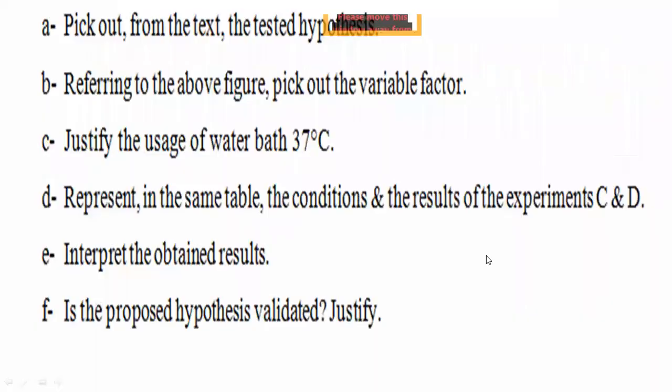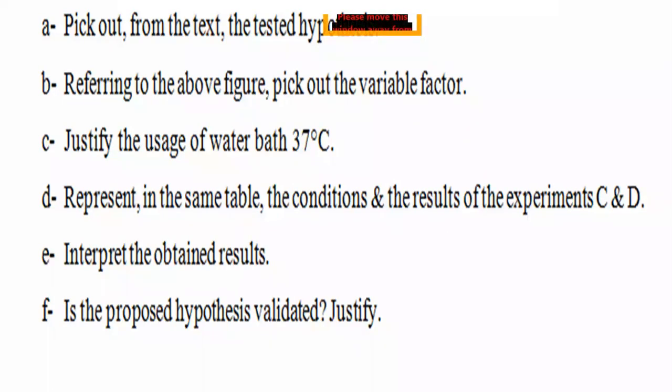Moving now to part C. Justify the use of a water bath at 37 degrees Celsius. We use temperature 37 because it's the normal body temperature. Yes, but you have to add that it's the normal body temperature where the enzymes can work under normal conditions. So this is the best temperature for the working of the enzymes in our body. We don't just say it's the body temperature. It's the body temperature where the enzymes can work at their best.